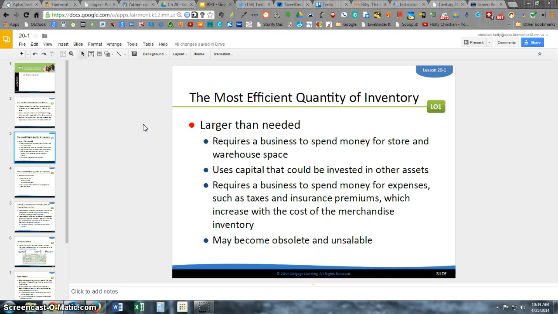And also, if you buy too much inventory and you have it sitting in a warehouse, what if it becomes obsolete? What if people don't want to buy it? Something new and better has come along. Now you've got all this inventory and you need to get it moved, and it's not going to be saleable.